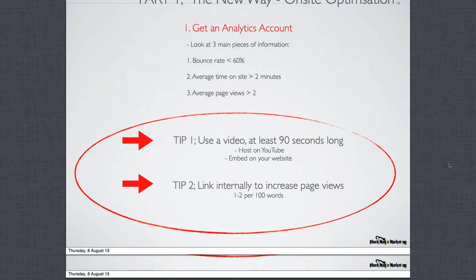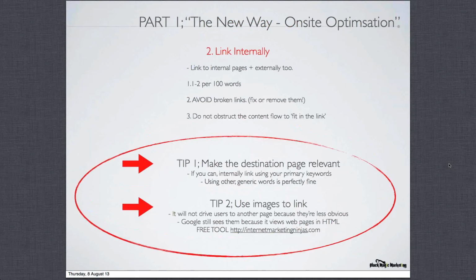And this moves on to link internally. Link to internal and externally too. 1 to 2%, 1 to 200 words. Avoid broken links. A broken link is a link that goes nowhere, an error page. Fix or remove them. And do not obstruct the content flow to fit the link.